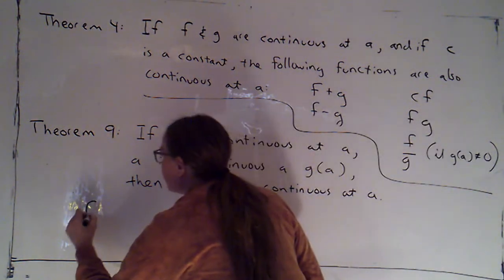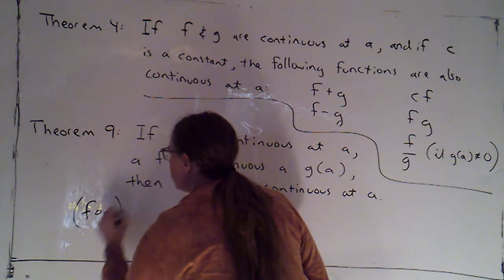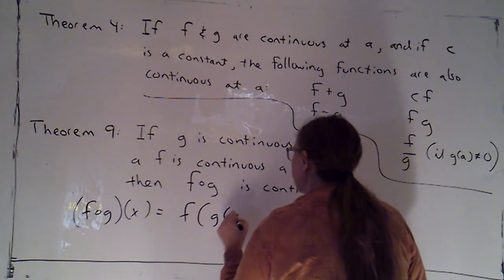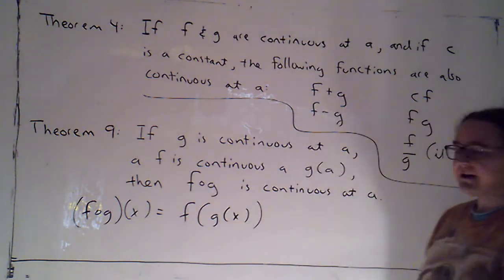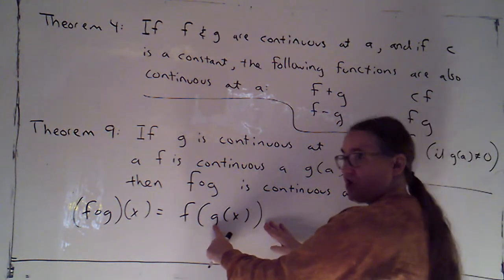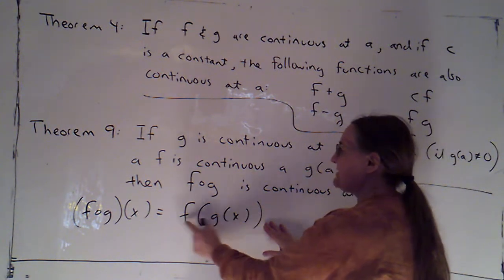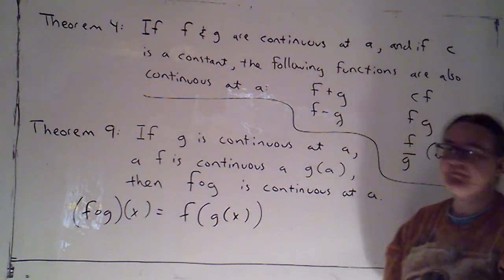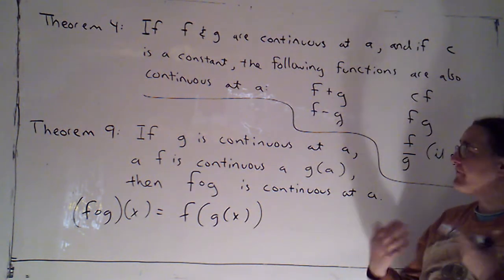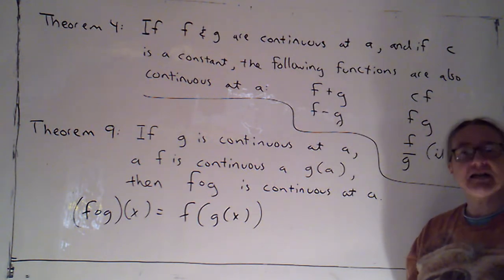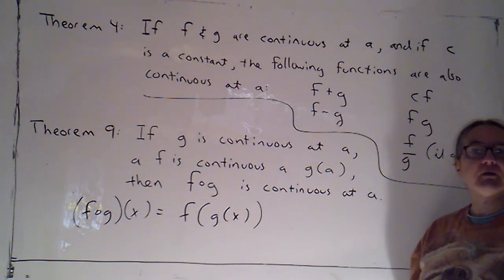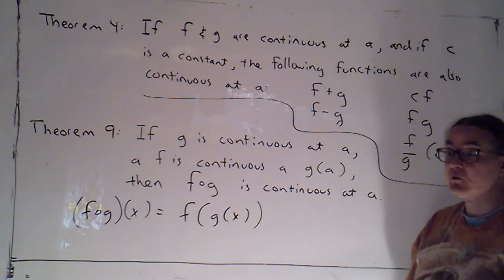Let me just remind you, f of g of x means f of g of x. I actually prefer this notation. I plug x into g, whatever that result is, that's what I plug into f. Okay. And again, this can be extended to if I compose functions that are continuous on their domains, I'm going to get a function that's continuous on its domain as well.